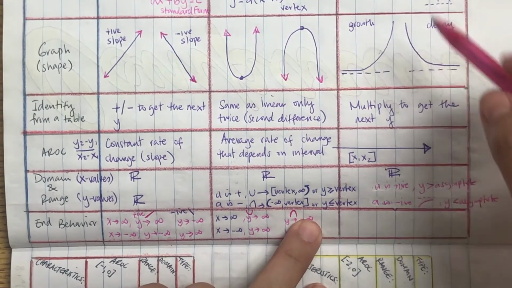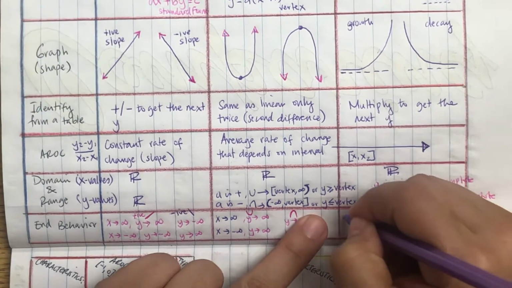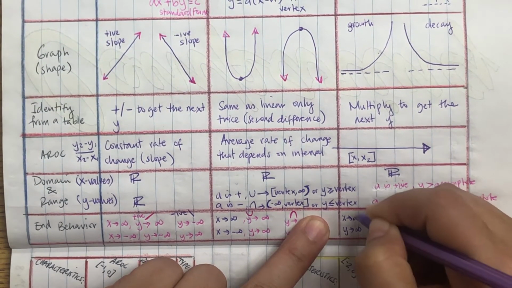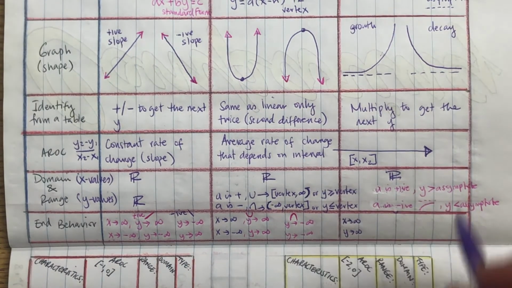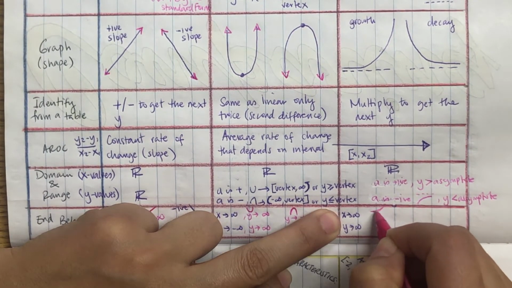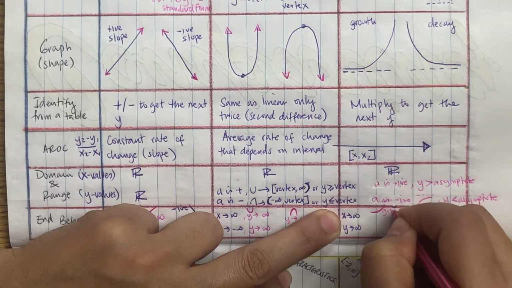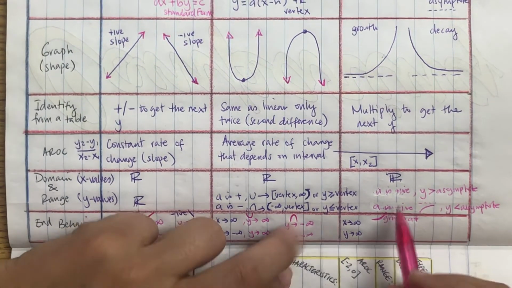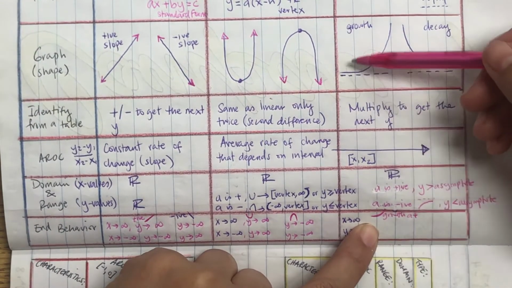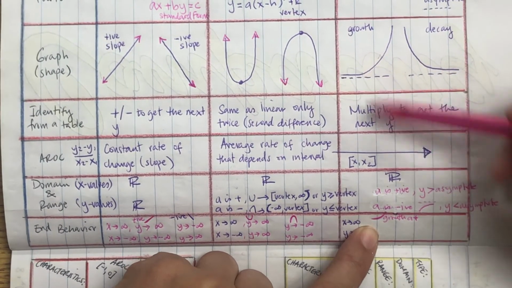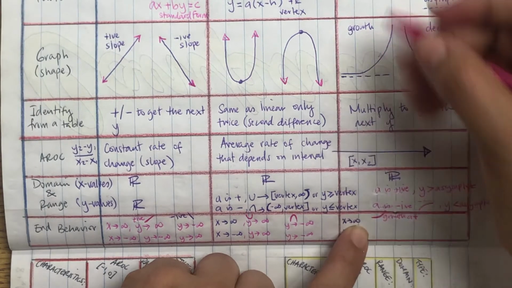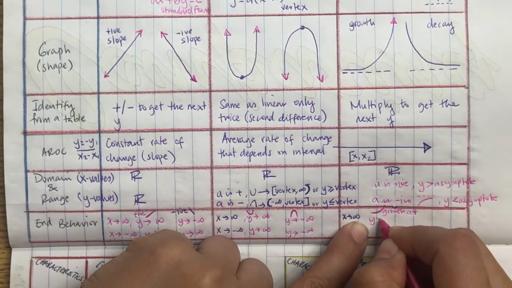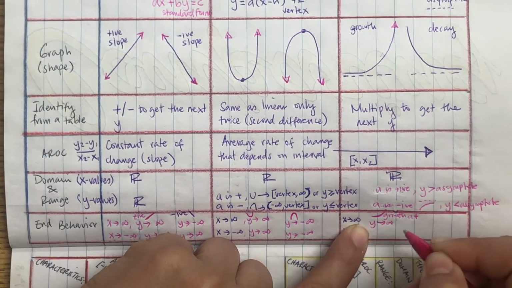All right, finally, exponential. So as x goes to infinity, what's going on with y? And as x goes to negative infinity, what's going on with y? Again, if it is a growth, so it's going up like this, and a is positive, meaning you didn't flip it, what's it doing? As x goes to the right of the graph, where is it going? To positive infinity. So y is going to positive infinity.